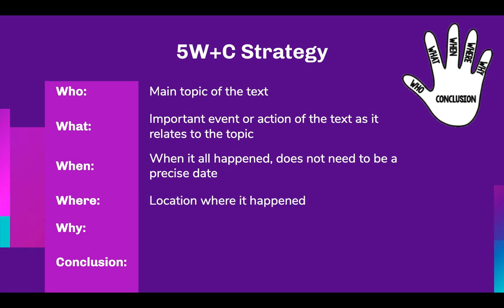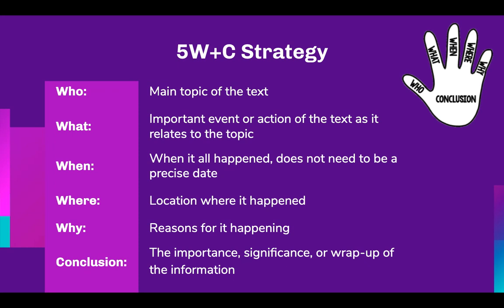Where is just the location where everything is happening. Why is the reasons for it happening. All of these go back to the what, okay? All of these relate to what is happening, which is the what. And then your conclusion is just the important significance or wrap up of the information. This is similar to, in fiction, the theme. Nonfiction doesn't have a theme, but they usually have some sort of conclusion. Like, how did the author wrap up this text? Like, what idea did they want to leave with you when you were done reading this text?